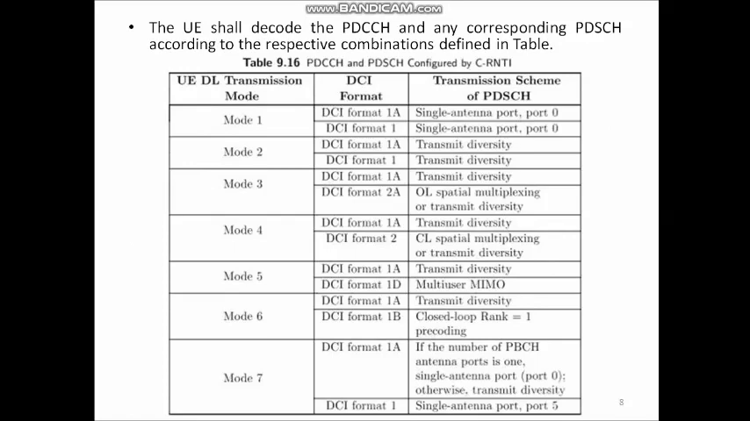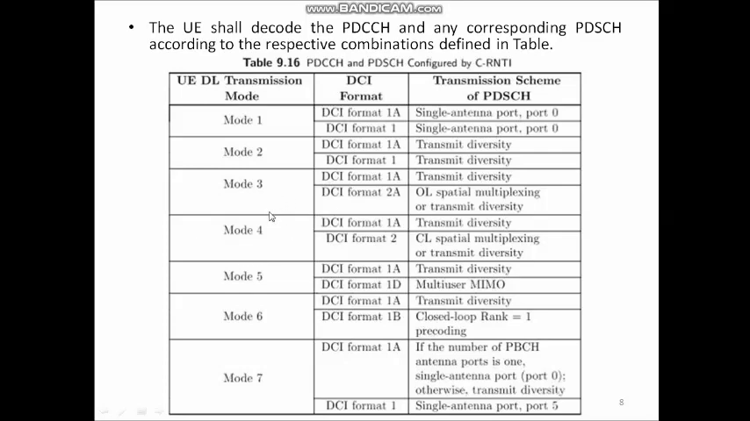Okay, the user equipment shall decode the physical downlink control channel and any corresponding physical downlink shared channel according to the respective combinations given in the table. So, in this table 9.16, we have user equipment downlink transmission mode defined from mode 1 to mode 7. Then we have downlink control identifier formats 1A, 1, 2A, 2, 1D, etc. Then we have the transmission scheme of PDSCH. Next we will see how to decode the PDCCH and PDSCH based on the combinations given here.